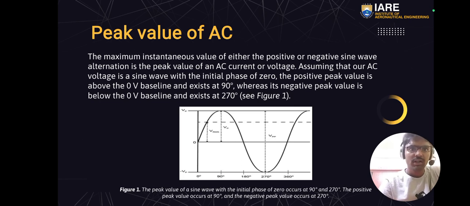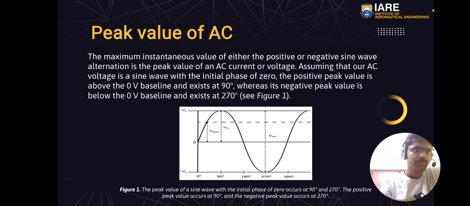Assuming that our alternating voltage is a sine wave with the initial phase of zero, the positive peak value is above the zero voltage baseline and exists at 90 degrees, whereas its negative value is below zero voltage and exists at 270 degrees. So the peak value of a sine wave with initial phase of zero occurs at 90 and 270 degrees. The positive peak value occurs at 90 degrees and the negative peak value occurs at 270 degrees.